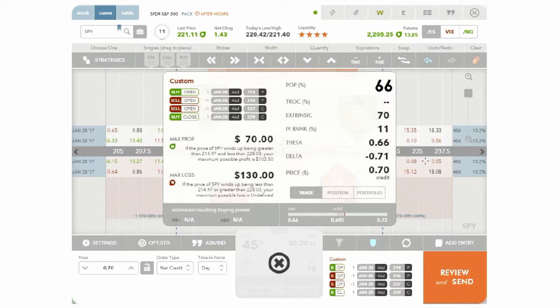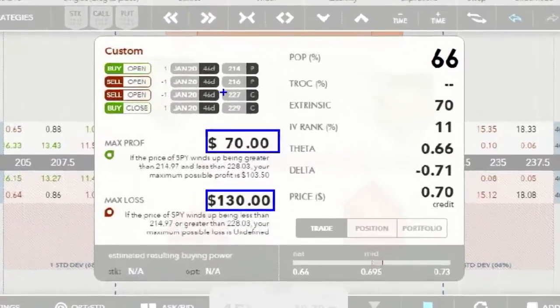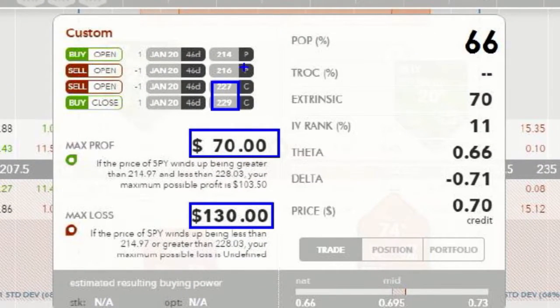So here's the trade page explained, and again you see in this scenario we're collecting $70, which means we're risking $130 on this trade. And how did I get that? Well, our verticals are $2 wide, both the put and the call vertical.